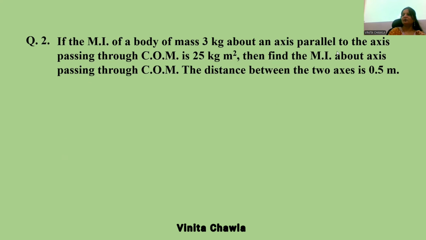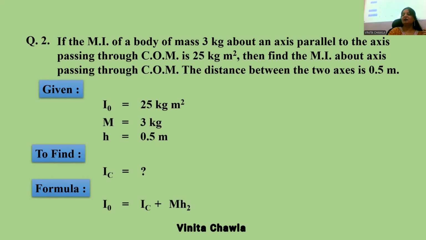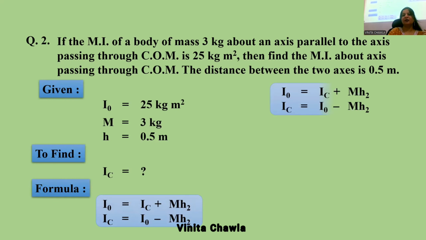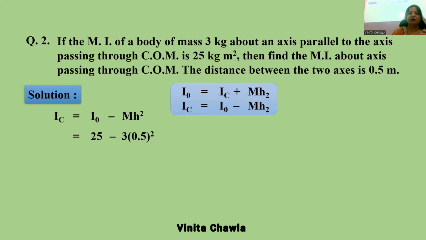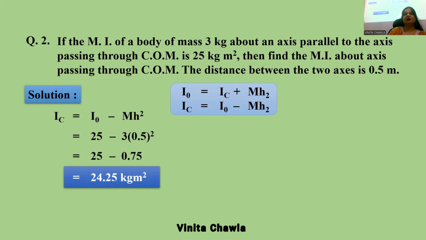Second question. See, mass is given, it's 3 kg, and the moment of inertia about a random axis, parallel to the axis passing through the center of mass, is given. It is 25 kg meter square, and we have to find the moment of inertia about the axis passing through the center of mass. The distance between the two axes is given. It is 0.5 meter. Put those values and then we'll use the formula. I naught is equal to IC plus mh square. So we can write IC as I naught minus mh square. It's a square, not a subscript, it's a superscript. Okay, so put the value. The answer is this, 24 point.